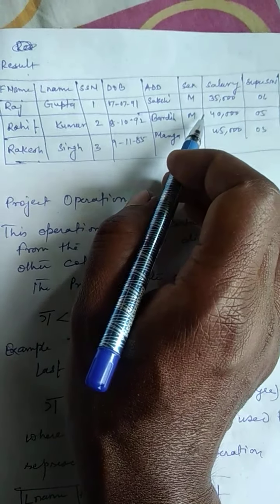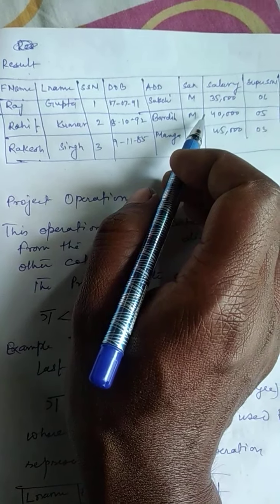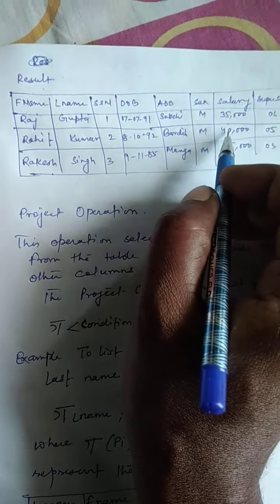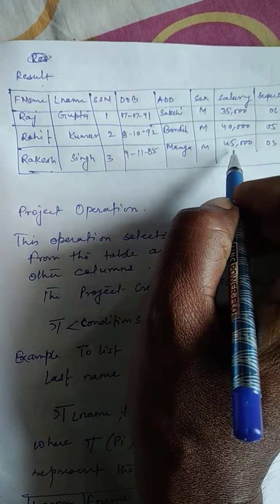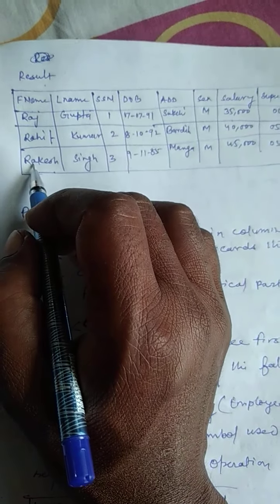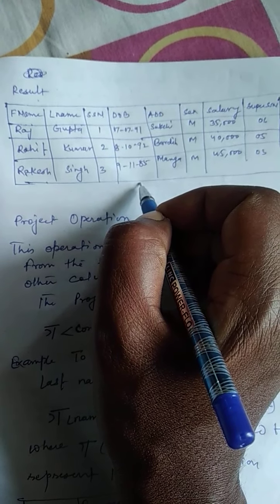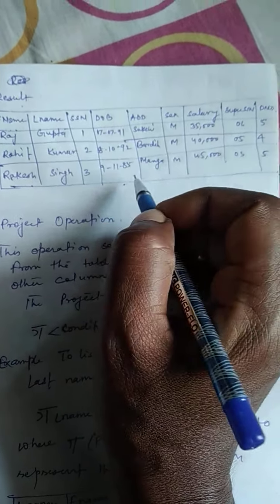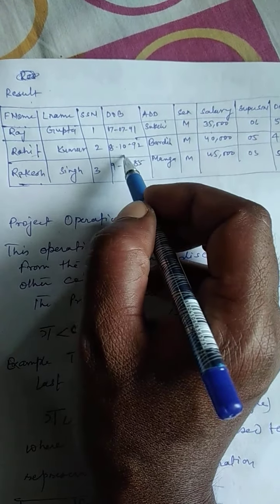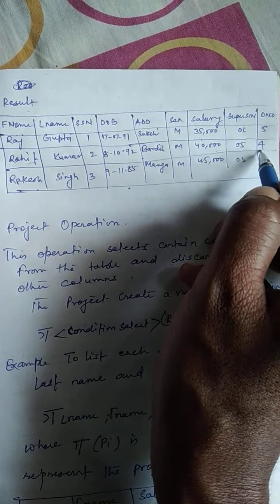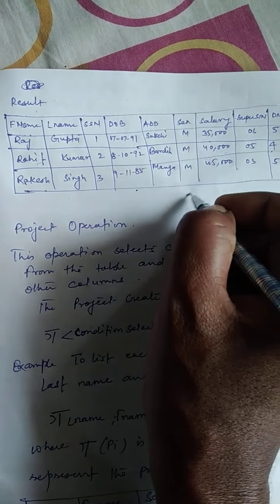The question is salary greater than 30,000. All employees with salary greater than 30,000 are shown in the diagram. You can say that it is a result. And the second one is department number 4. So you can see Rohit Kumar is in department number 4. That is also a result, both are results.